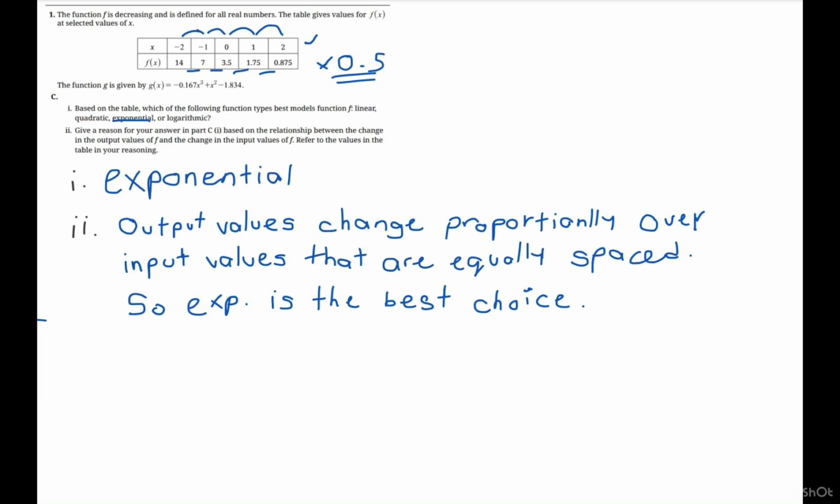Now part 2 is give a reason for an answer in part C based on the relationship between the change in the output values of f and the change in the input values of f. So they want us to implicitly mention both input values and output values. So we'll say that output values change proportionally over input values that are equally spaced. So exponential is the best choice.